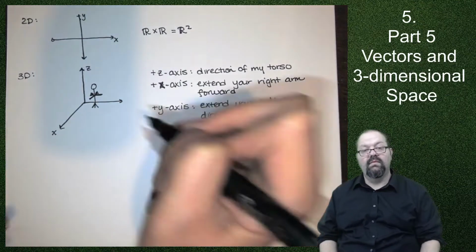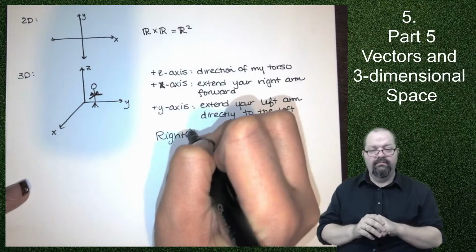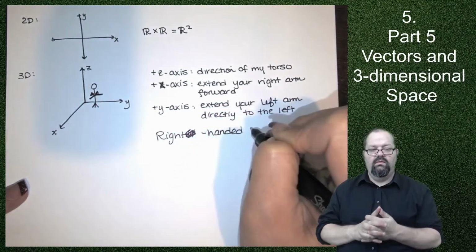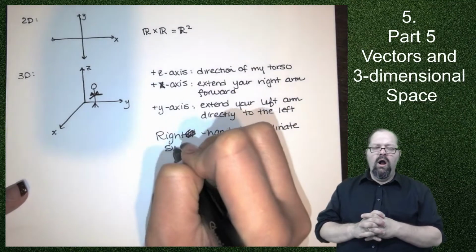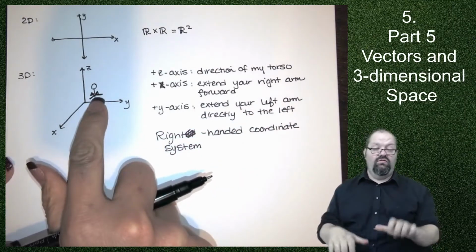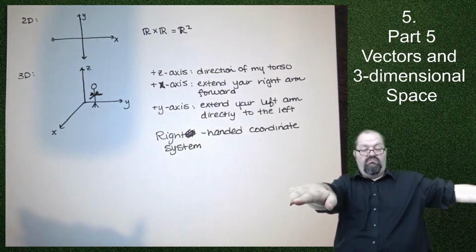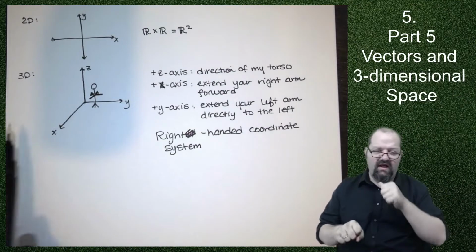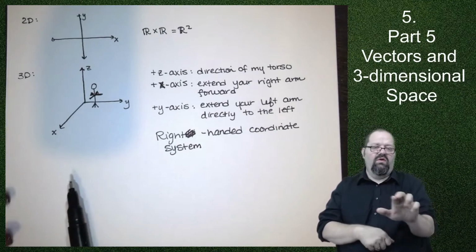This is called a right-handed coordinate system. And we could have done it the other way around. I could have put my left arm forward and my right arm to my right. That's a left-handed coordinate system. We're not going to look at left-handed coordinate systems in this class, though. Most of the science and the physics and the math is all done in this right-handed coordinate system.